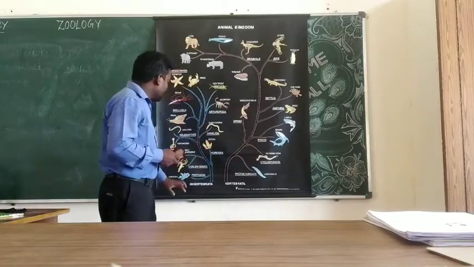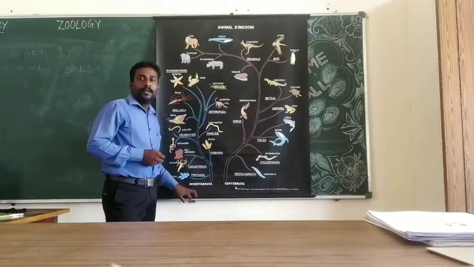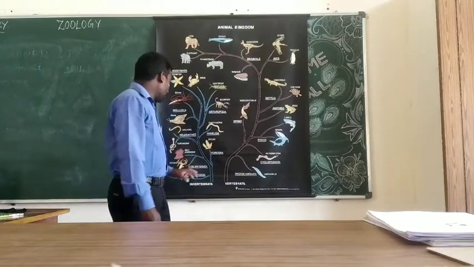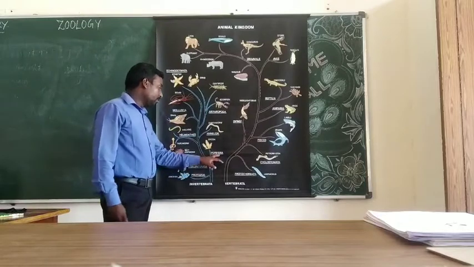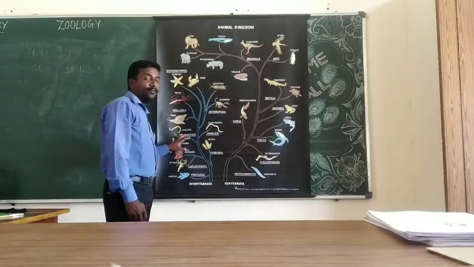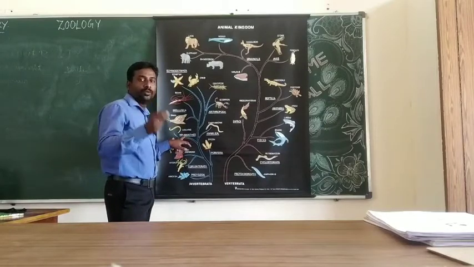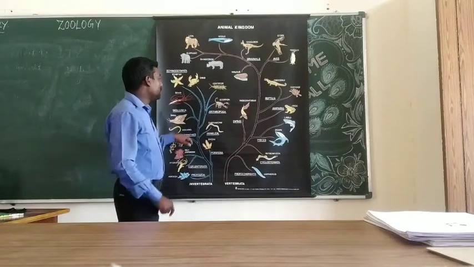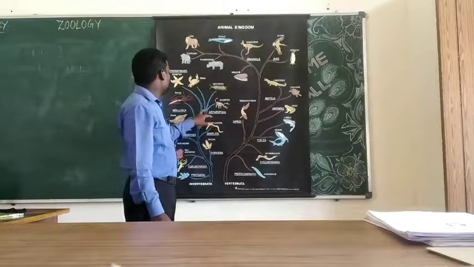Let's see the invertebrates. The invertebrates can be divided into mainly nine groups. One is protozoa, another is porifera, another is cnidaria, another is helminthes. The helminthes can be divided into two main groups: one is aschelminthes, another is platyhelminthes. Next, arthropoda, mollusca, annelida, and echinodermata. These are the nine phyla involved in the invertebrates.